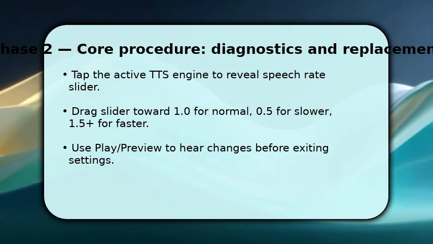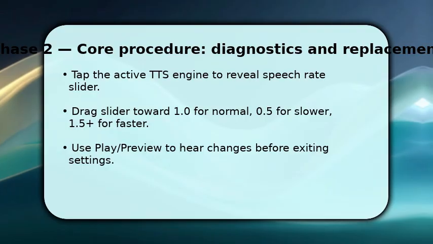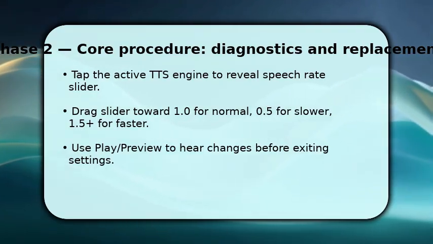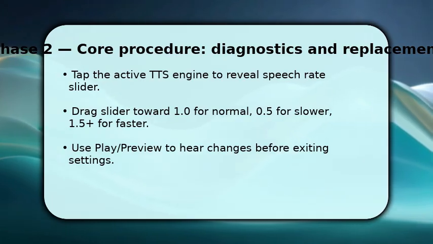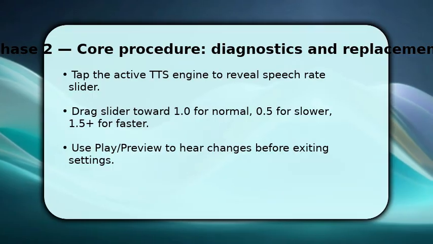For normal pace, use 1.0, choose 0.5 if you want it noticeably slower, or 1.5 plus for faster playback. Once you move the slider, press the play or listen to sample button to confirm the speed. This helps you calibrate without leaving the screen.